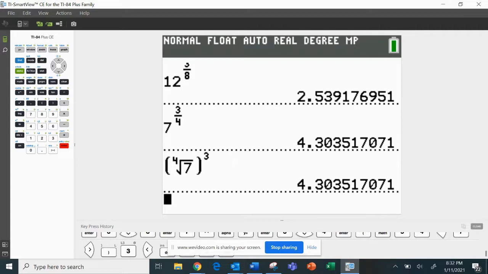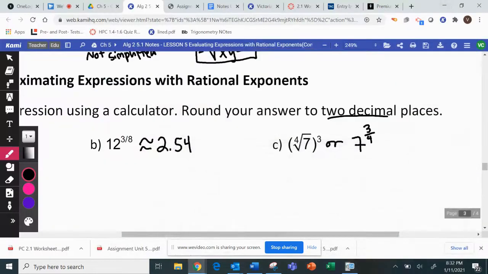There we go. Either of those works. 4.30. Remember, if it ends in a 0 and you're asked to do 2 decimal places, you need to write or type the 0.